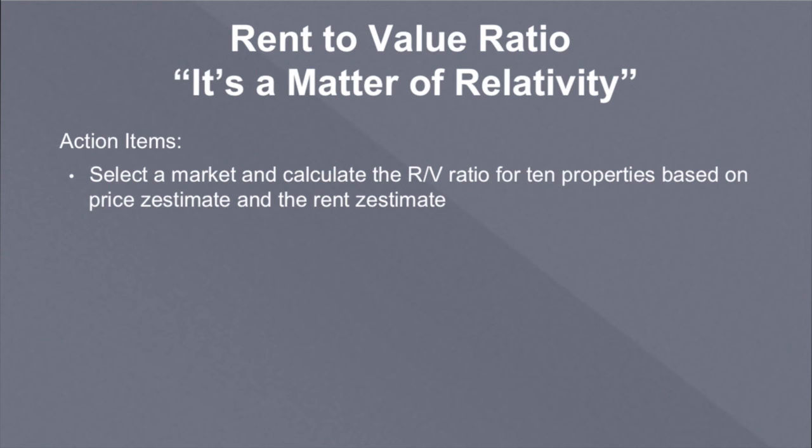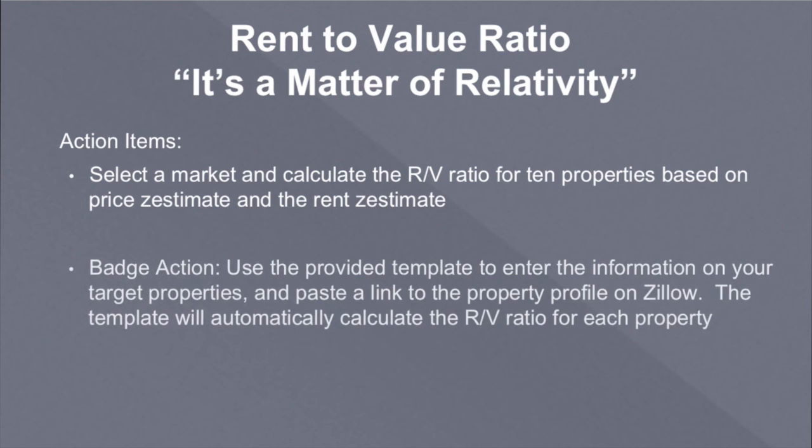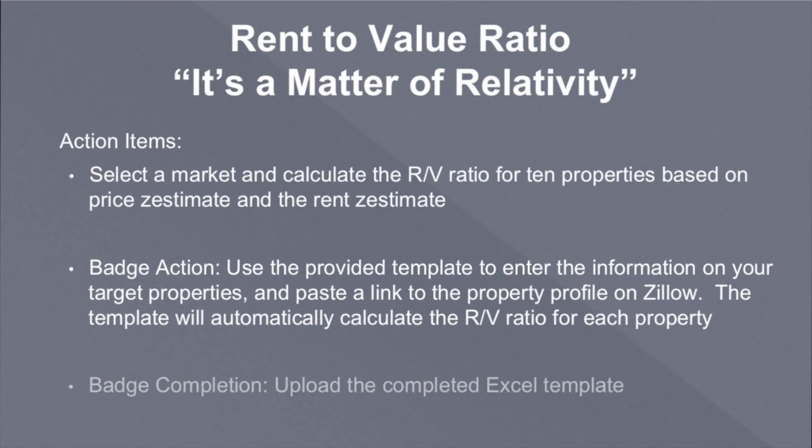So select a market. Here's your action item. Got to get your badge, right? Select a market, calculate the RV ratio for 10 properties. This is a super easy calculation, so you can do 10 of them in no time, right? And then use the template provided and take a screenshot of it and upload it. And that'll get you your badge completion, and it'll be done.